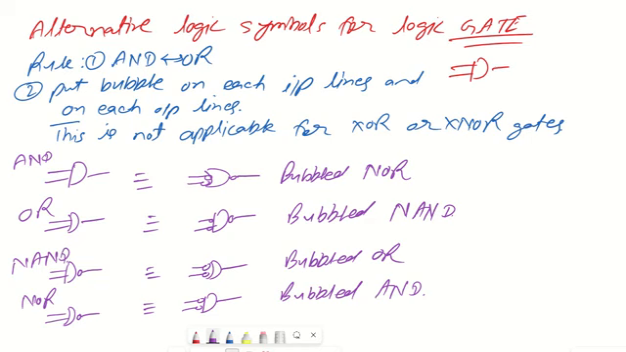So now it is very clear to you how we can represent our logic symbols as some other alternate logic symbol, okay. So other alternative logic symbols you can have like this.